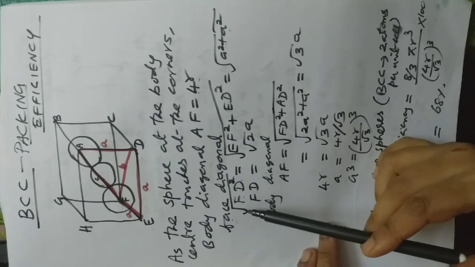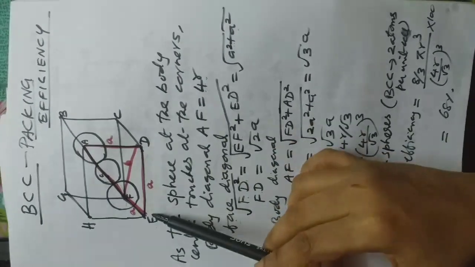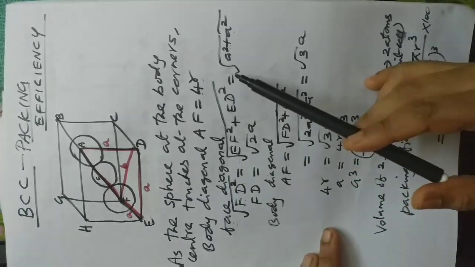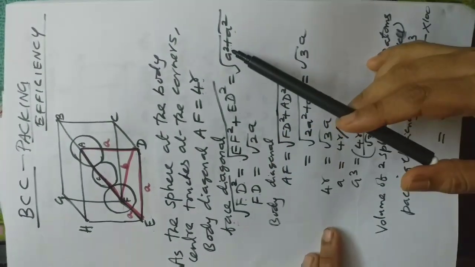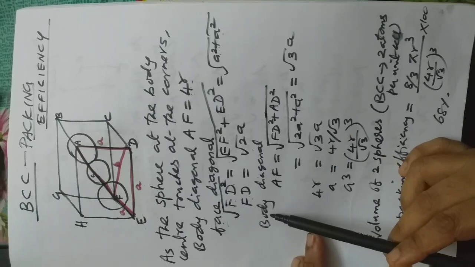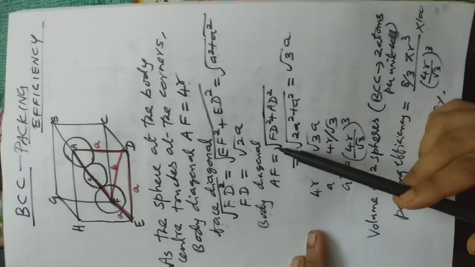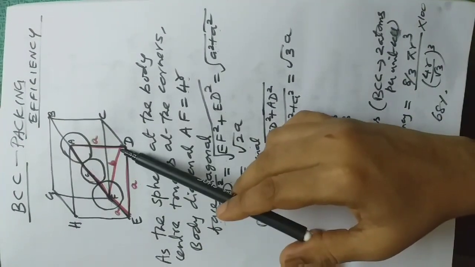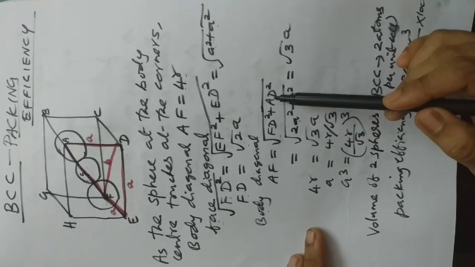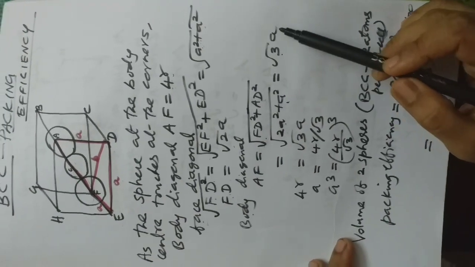And the face diagonal FD: FD square is equal to ED square plus EF square, that is, square root of EF square plus ED square, where ED is A. So A square plus A square, that is root 2A, is nothing but FD. And the body diagonal AF is equal to square root of FD square plus AD square, and FD square is taken as 2A square, and AD square is taken as A square. So that is nothing but root 3A.